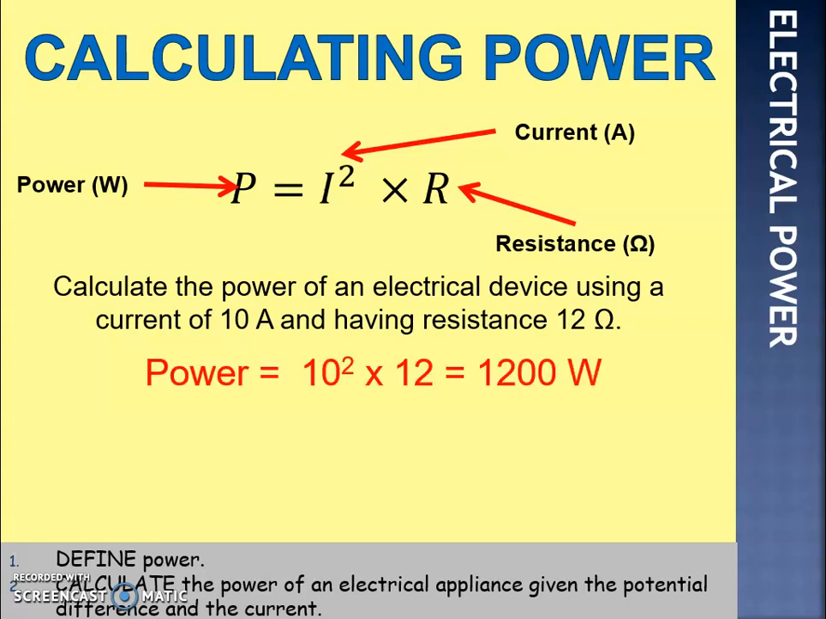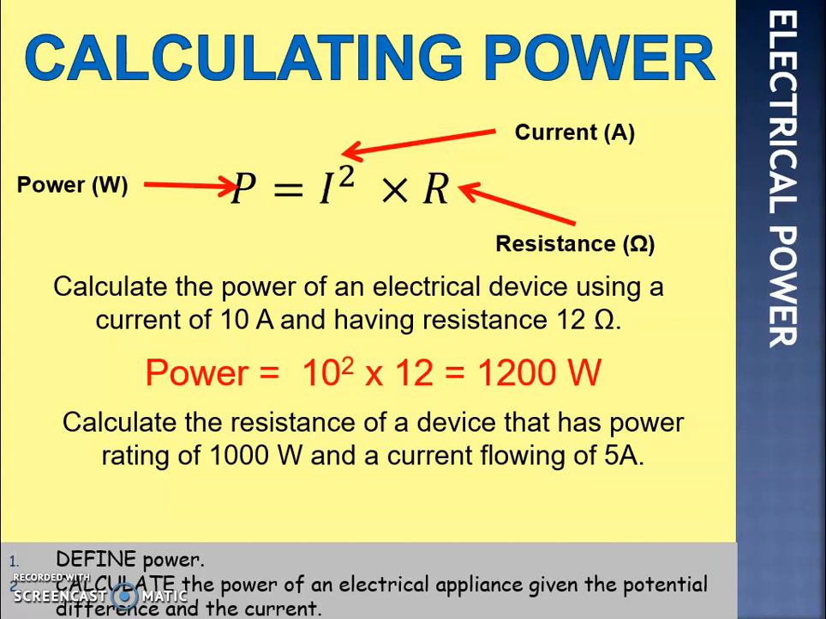Okay, so in this case, power equals 10 squared times 12. 10 squared is 100. 100 times 12 gives us 1,200 watts. Okay, next one. Calculate the resistance of a device that has a power rating of 1,000 watts and a current of 5. You need to rearrange the equation for this.